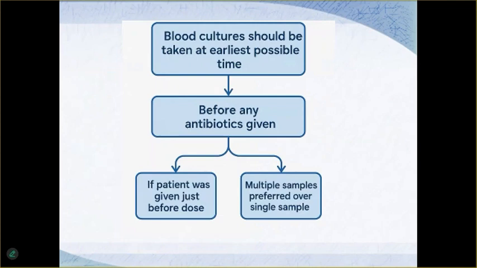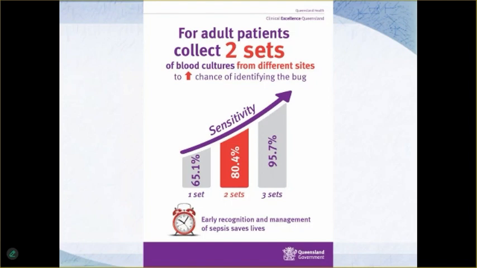Before any antibiotics preferably, or if you have given antibiotics, you can collect the blood culture just before the next dose, where the antibiotic level is lowest. But that doesn't guarantee a good result. Multiple samples are always preferred, not a single sample. Here you can see the positivity. If you take a single set, the chance of positivity is 65%. But when you increase the number of samples from 2 to 3, the positivity rate increases, with 3 being 95%. But forget about 3, at least 2 you have to take.